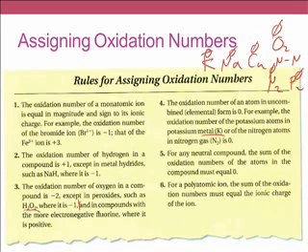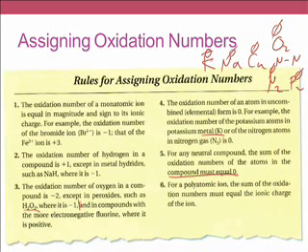Number 5: for any neutral compound, the sum of the oxidation numbers of the atoms in the compound must equal 0. If we look at this, the sum has to be 0, such as in sodium chloride. We know the charge of sodium is plus 1 and the charge of chlorine is minus 1, and those balance out to be 0. So when we add up the oxidation numbers of each of the atoms in that compound, we have to get a total sum of 0.